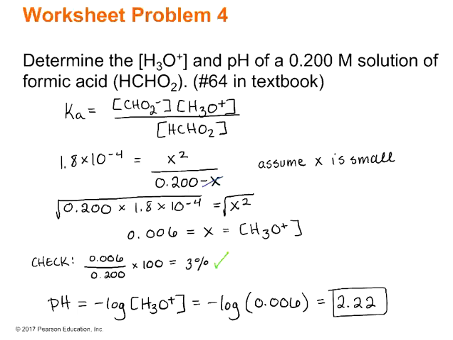And in this case, we assumed that x was really small, so we ignored the change in x in the denominator. And then we solved for x, which was equal to the concentration of hydronium ions. And then we checked that our assumption was correct. And then we calculated the pH. Now, I wanted to go over this because this is going to come up again, so just keep this problem in mind.